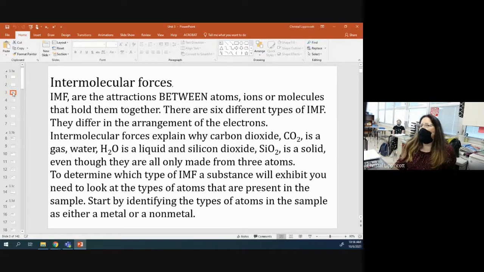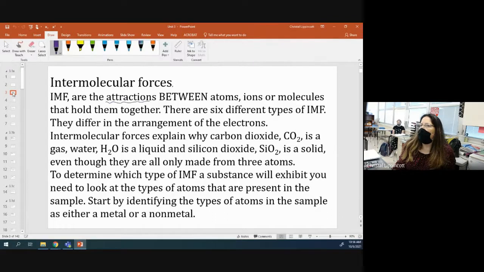Intermolecular forces then, we have attractions between atoms, ions, or molecules that hold them together. They're not chemically bound. They are attractions, but they're not chemical bonds, okay? There are 6 different types of IMFs, which we'll get to today in class. They differ in their arrangements of the electrons. They explain why CO2 is a gas, water is a liquid, and silicon dioxide is a solid at room temperature, even though they're made up from 3 atoms. Okay?